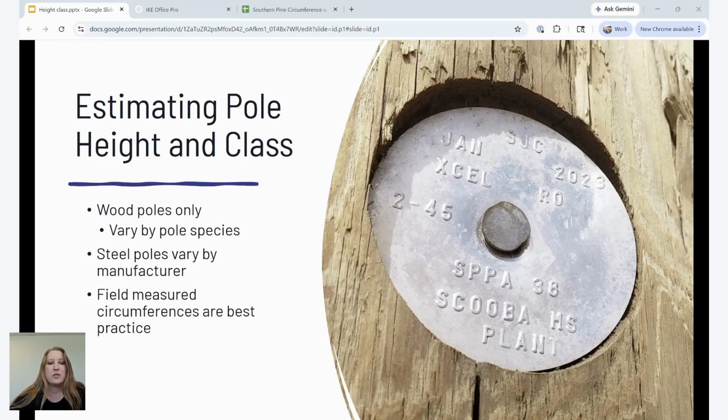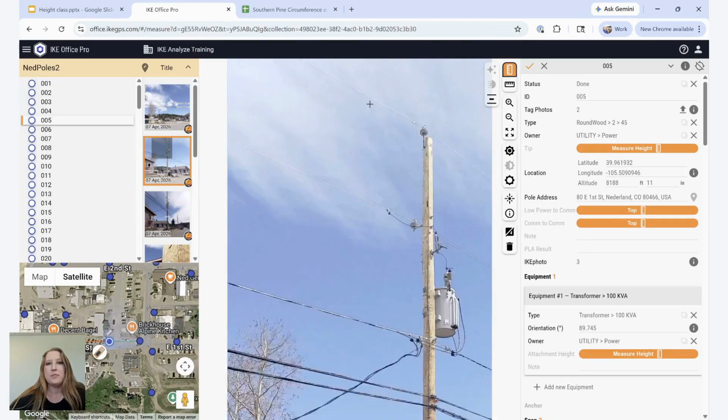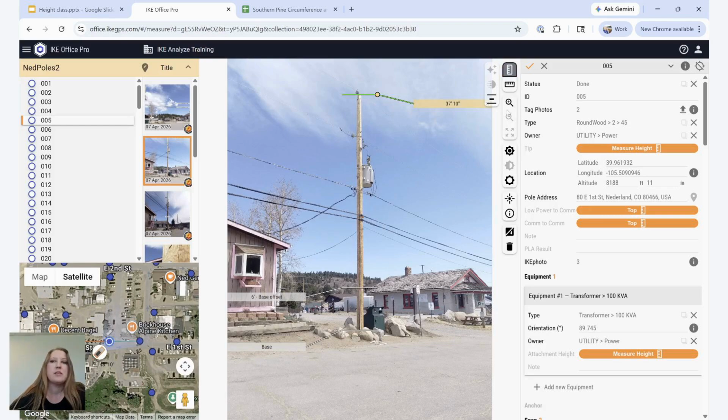So kind of going into an example here, I'm going to be using this southern pine pole that we collected. I've set the base already. First step is always going to be to set the height of the pole. This you're going to need to reference in the tables. So this one measures at 37 feet 10 inches. Typical rule of thumb is 10% plus 2 feet of the pole is going to be buried underground.